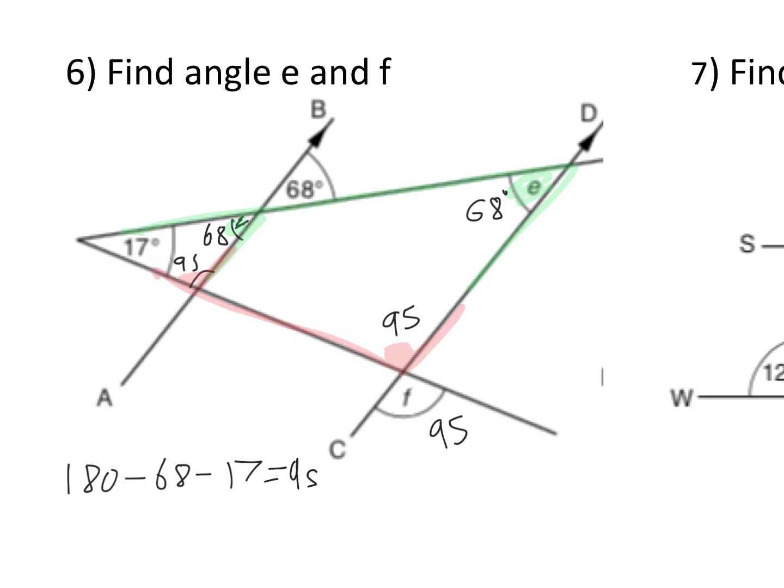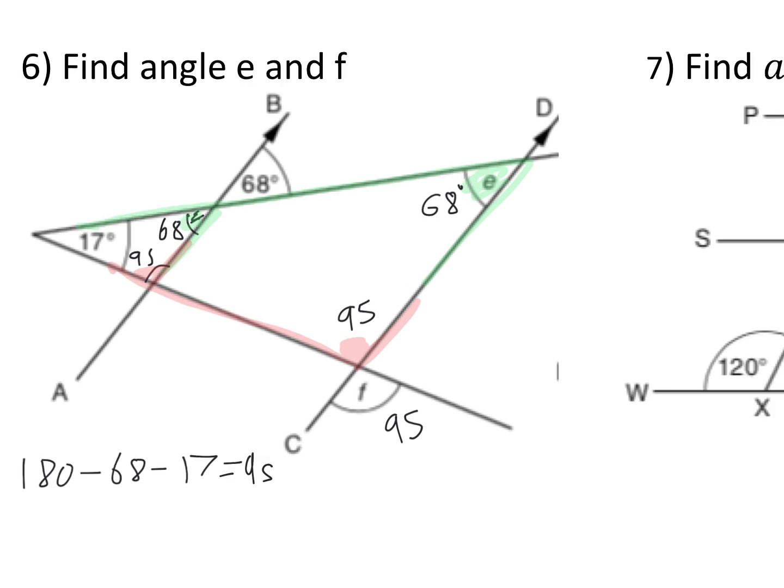Didn't actually need to do all that. I could have maybe as well seen this big triangle. 17 and 68 means this one's 95. Instead of looking at the small triangle, look at the big triangle. 95, and that's vertically opposite, so it's also 95.